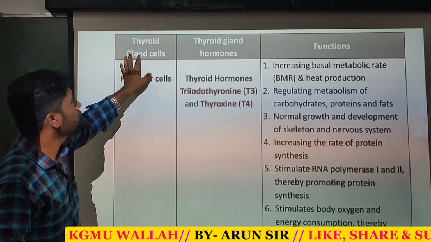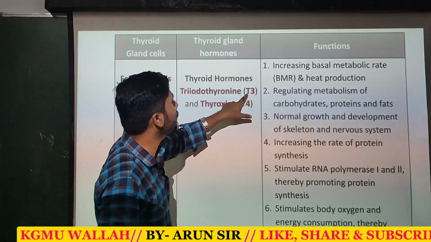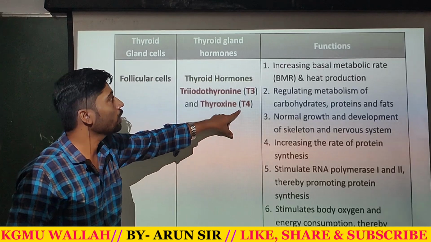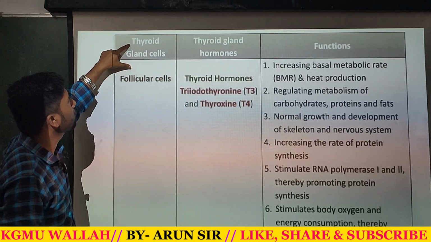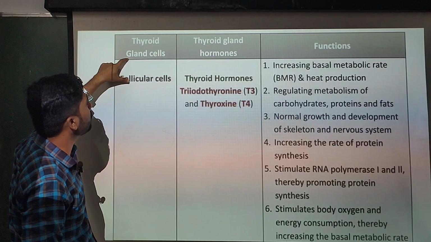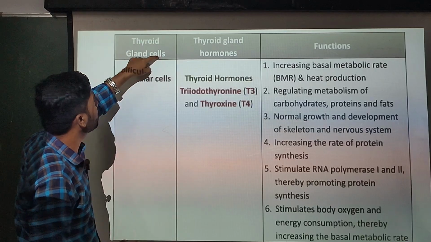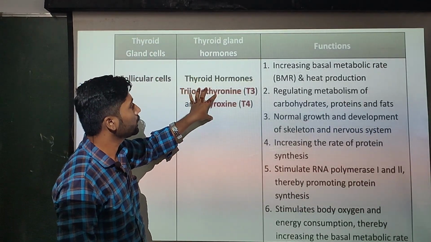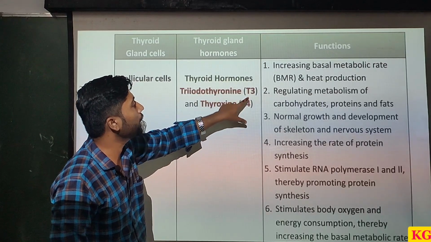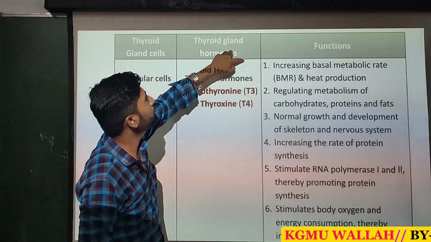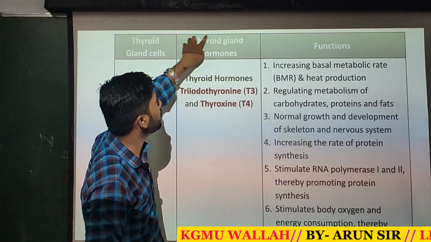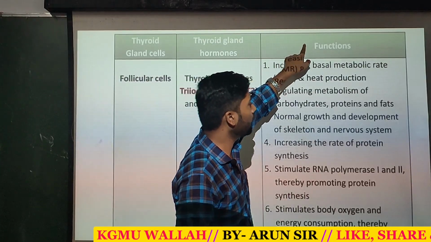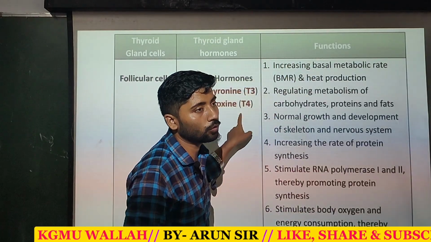if we discuss the function of which hormone? T3 and T4. First, you can see that the thyroid gland's follicular cells secrete two hormones, that is T3 and T4, which come under the thyroid gland hormones. What is the major function of T3 and T4?